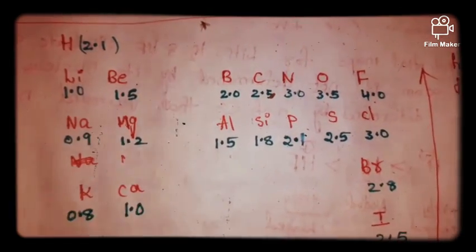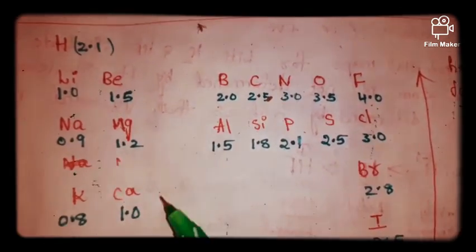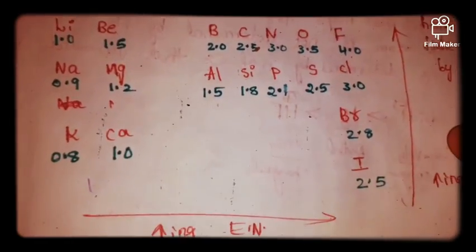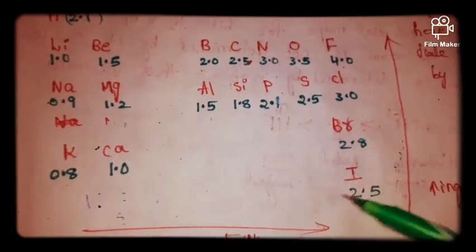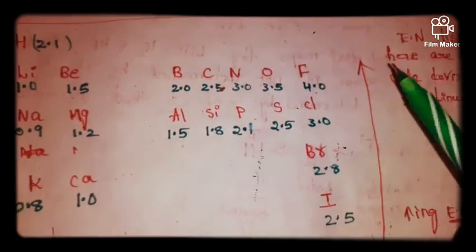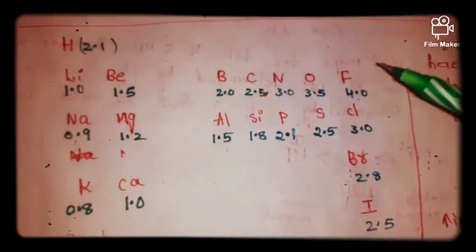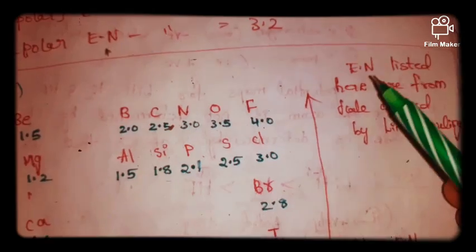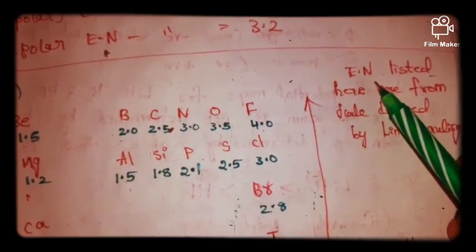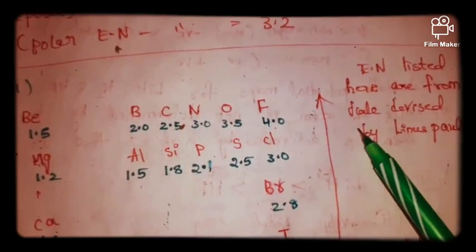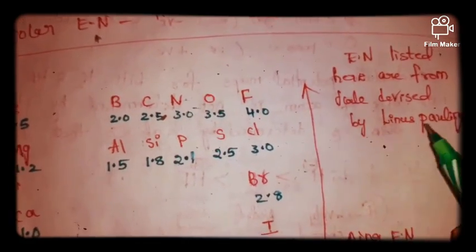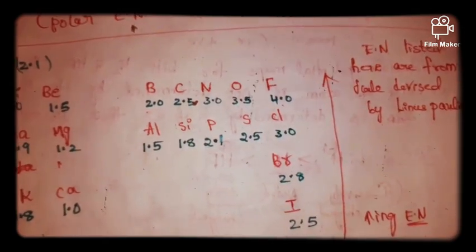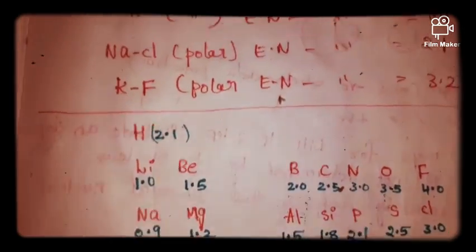For potassium it is 0.8, for calcium it is 1. Next, for bromine 2.8 and for iodine 2.5. So in periods electronegativity increases, and down the group electronegativity decreases. The electronegativity values listed here are from the scale devised by Linus Pauling. Hope you understood this concept, friends. Thank you.